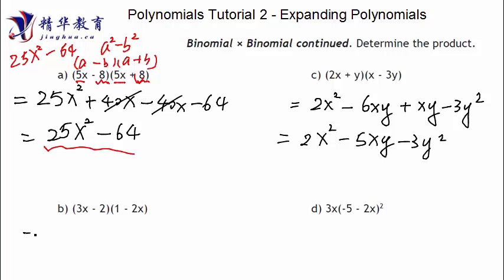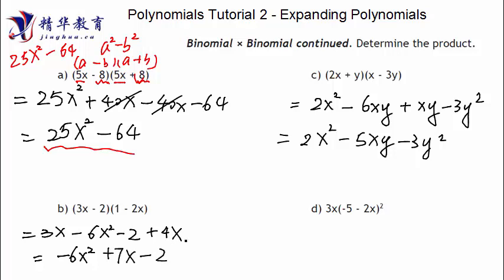The next one, 3x times 1, which is 3x. 3x times negative 2x, just negative 6x squared. Negative 2 times 1 is negative 2. Negative 2 times negative 2x will be positive 4x. And then let's arrange this. Our highest term should be in the front. And then 4x plus 3x is equal to 7x, and then minus 2. Done. Okay, so try to make them into the order of powers 2, 1, 0. The other order is nothing wrong, it just doesn't look nice. Okay, good.